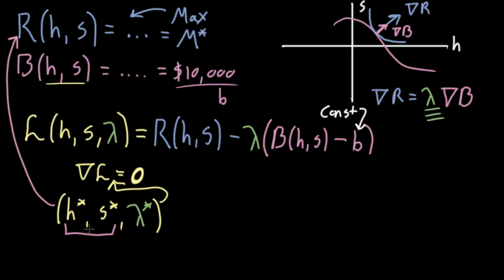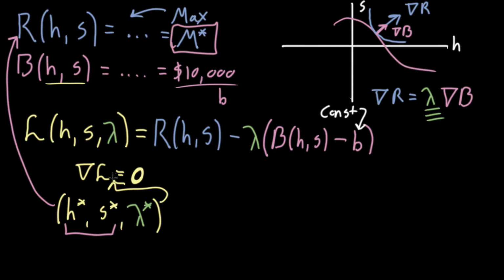And typically you only get a handful. You get a number that you could actually plug each one of them into the revenue function, and you'll just check which one of them makes this function the highest. And whatever the highest value this function can achieve, that is M star. That is the maximum possible revenue subject to this budget.